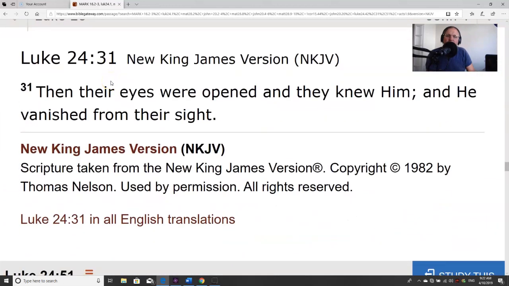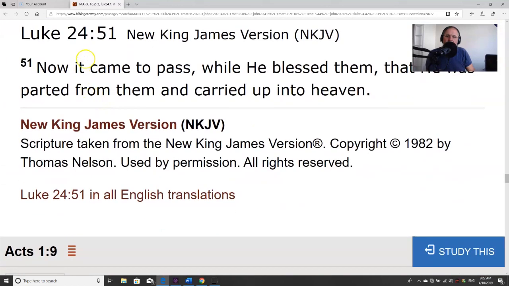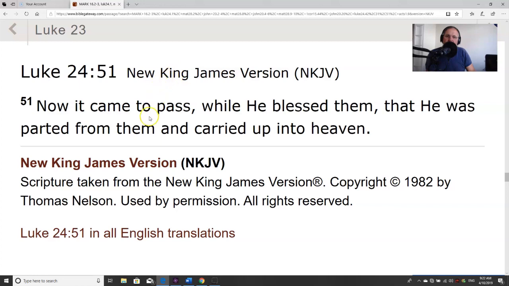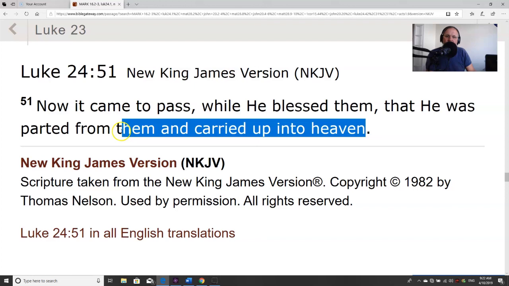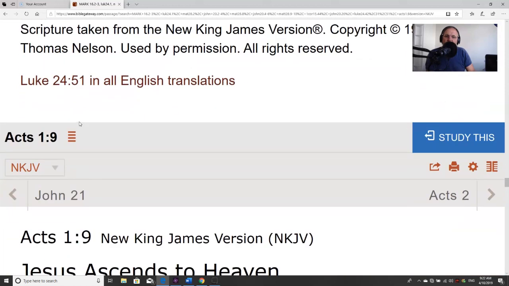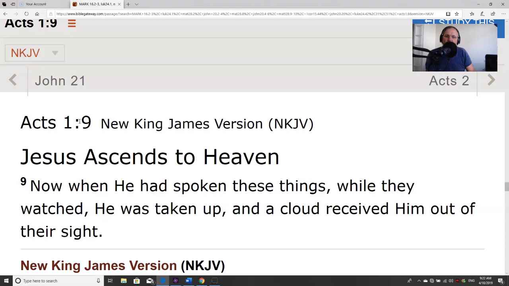And then in Luke 24:31, then their eyes were opened and they knew him, and he vanished from their sight. So he was able to disappear. In Luke 24:51, now it came to pass when he blessed them that he was parted from them and carried up into heaven. So Jesus could fly, whether he be carried or whether it was his own physical, spiritual prerogative to be able to fly. Jesus left the ground, and that's just the way it was.